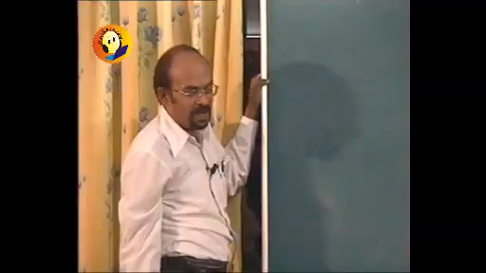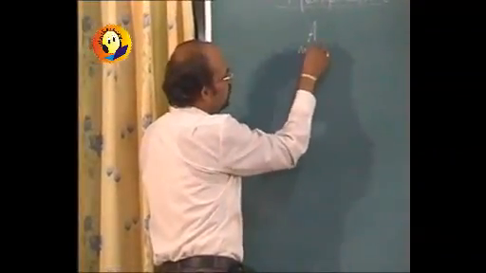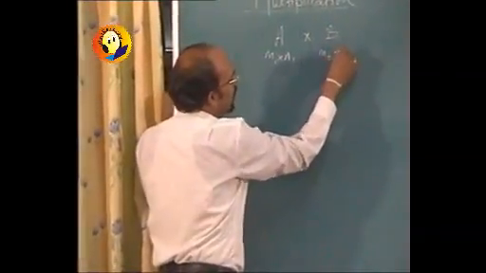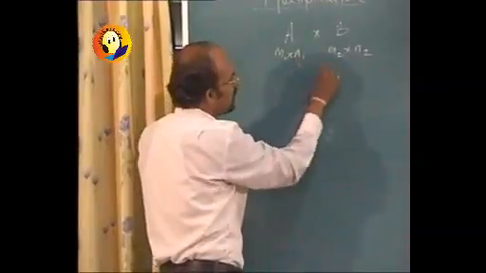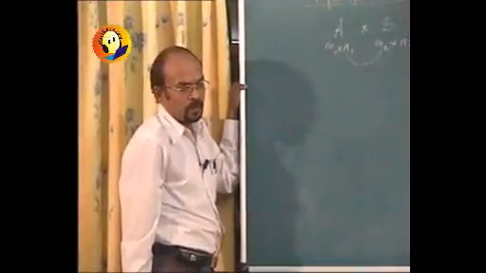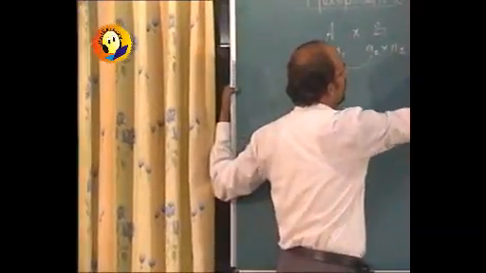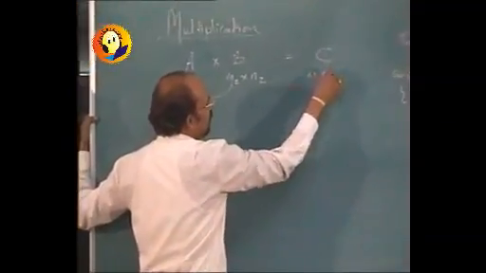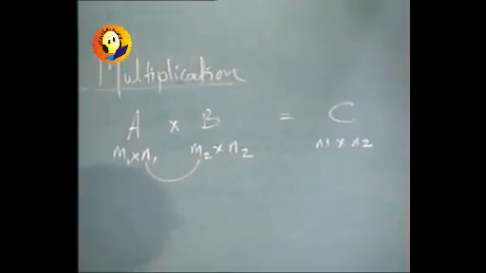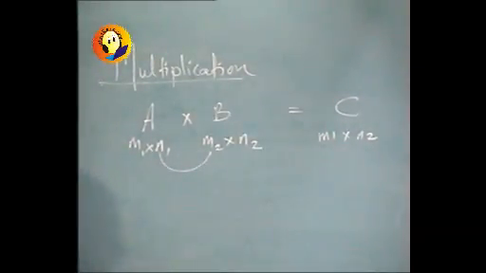Because the matrix multiplication, like matrix A having m1 rows n1 columns, when multiplied by matrix B having m2 rows n2 columns, then the first condition is number of columns of the first one should be equal to number of rows of the second. The resultant matrix C will have m1 rows, n2 columns. Printing mistake: m1 rows, n2 columns.